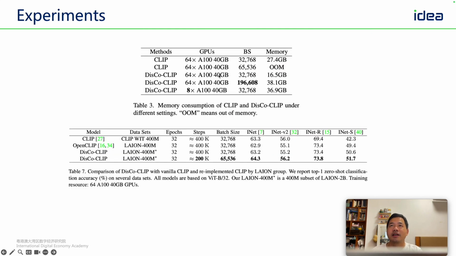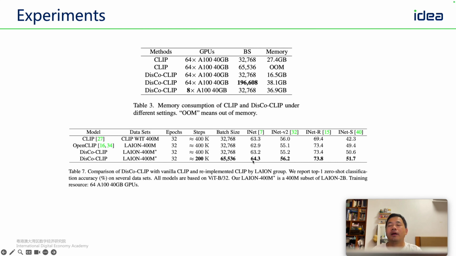Let's see the experiments. For the original CLIP, if you use a batch size larger than 65,000, it will run out of memory. But for our DisCo-CLIP, we can use a very large batch size, like 200,000, and we can still train it. So what's the benefit of using a large batch size? We find that using a large batch size can further improve the performance. That's why DisCo-CLIP can get better performance.